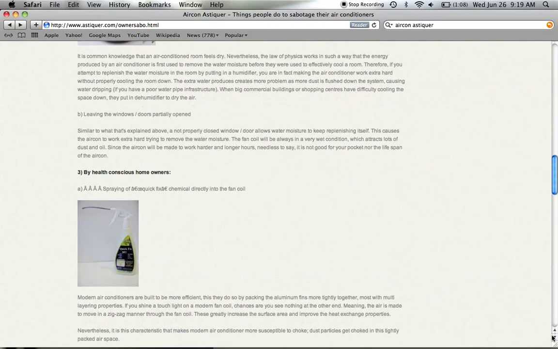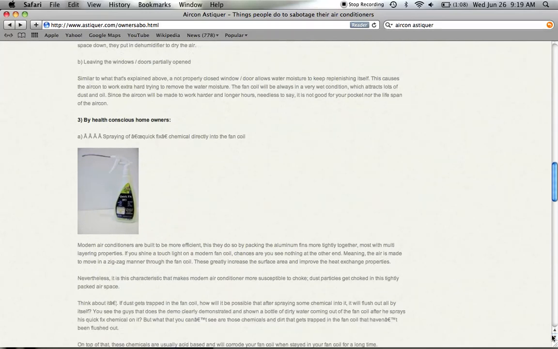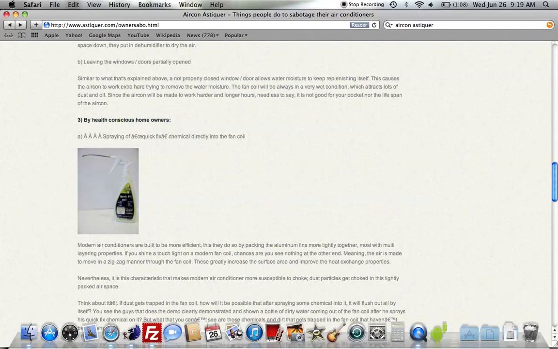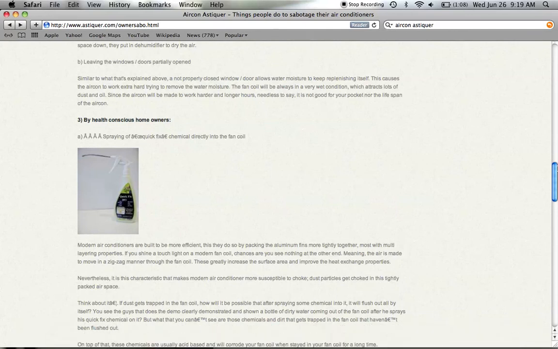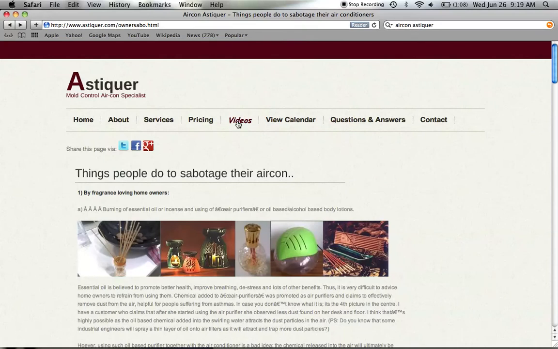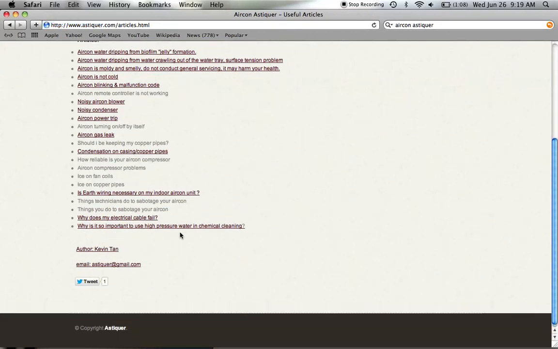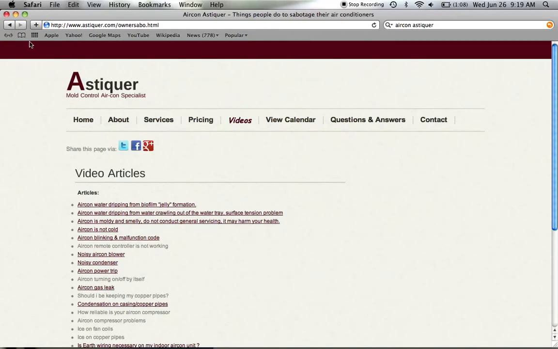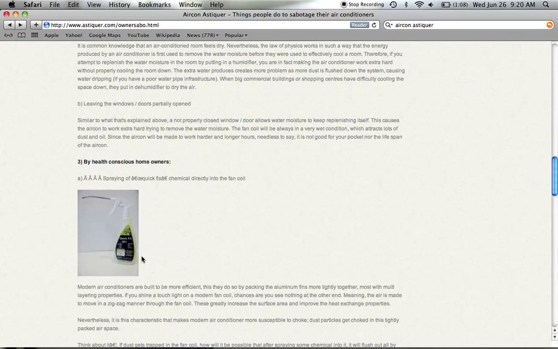The third thing that house owners can do to sabotage the aircon is using those DIY solutions to clean the aircon. For this, I'll propose that you watch another video that I have uploaded, the one that shows why it is important to use high pressure water in chemical cleaning. Watch this video and you will know why you cannot spray anything directly into the fan coil.